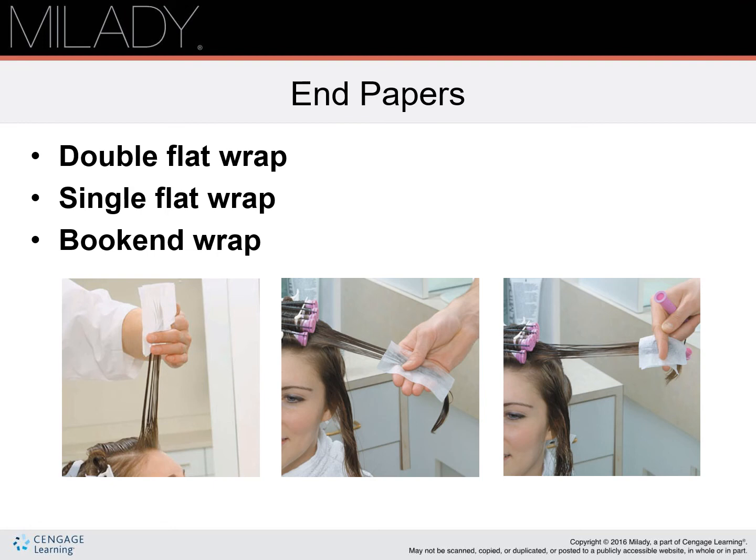Then you have a bookend wrap. That uses one end paper folded in half over the hair ends like an envelope. Pre-folded wraps or large end papers which can be folded are available. This eliminates excess paper and they can be used with shorter rods or very short length of hair.